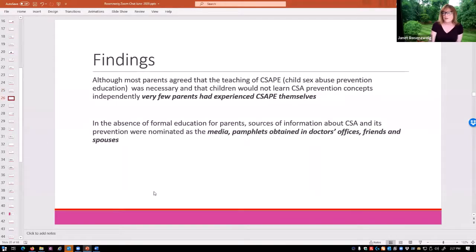We know from other research on child sex abuse prevention that most parents agree that teaching sex abuse prevention is necessary, and children won't bother to learn about it independently.